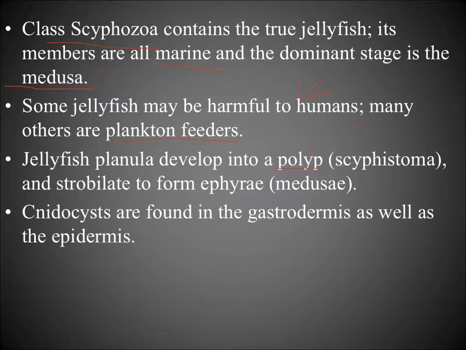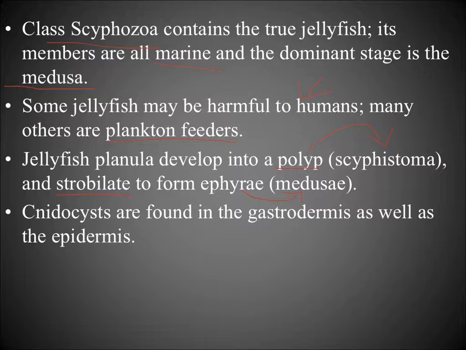That polyp stage has its own name. It's called a scyphostoma, and it will what we call strobilate to form an ephyra, which is just another name for a medusa. Now strobilate, think of a strobe light. It actually kind of bounces up and down until the medusa pops off, flips over, and begins to swim away.